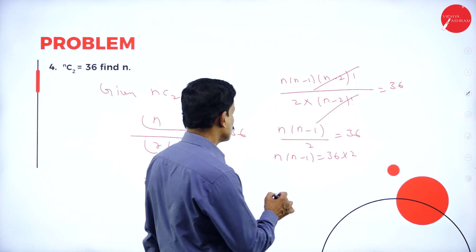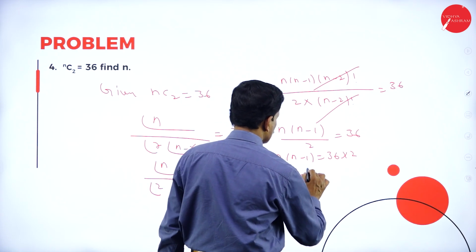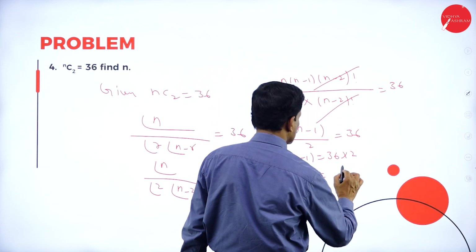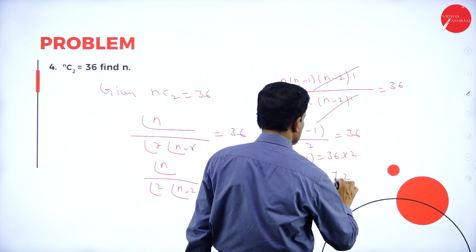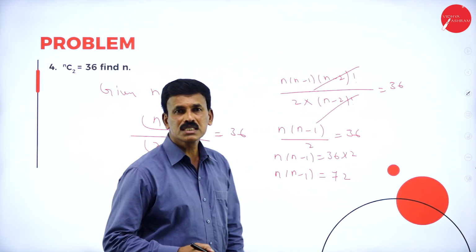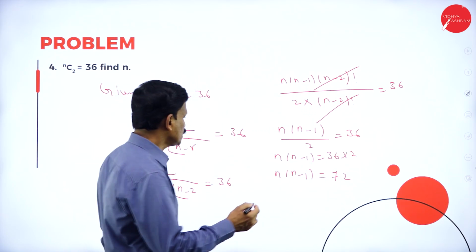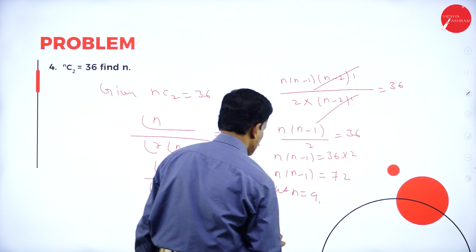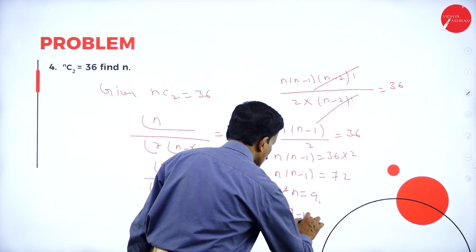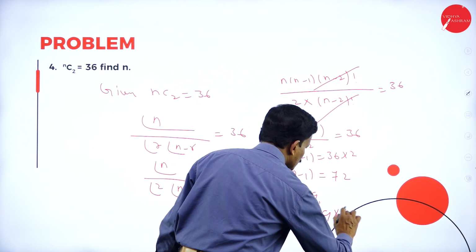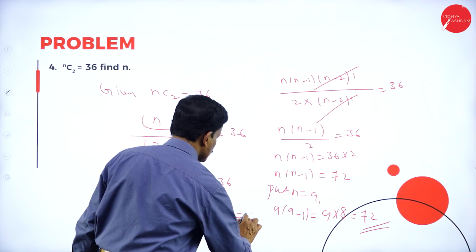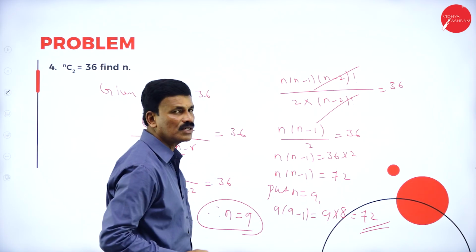Now what is this equal to? N into N minus 1 is equal to 36 into 2, which is 72. Now just very simple, by inspection method put N is equal to 9. If you put N is equal to 9, what you will get? 9 into 9 minus 1, that is 9 into 8, that's equal to 72. So therefore the value of N is equal to 9, that's it, very simple.